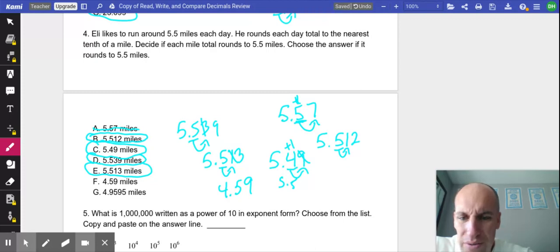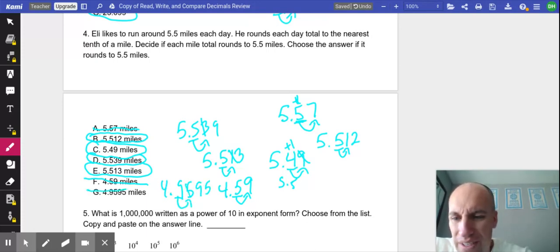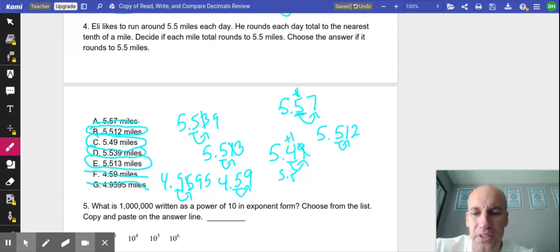4.59. We're rounding to the nearest tenth. So that would be 4.6. Not enough. And we're rounding, so we can look at the last one too. Tenths. Look at it, increase it. So it's going to be 5, not 5 and 5/10. So that will not work.